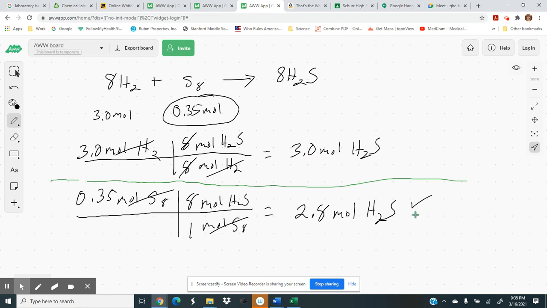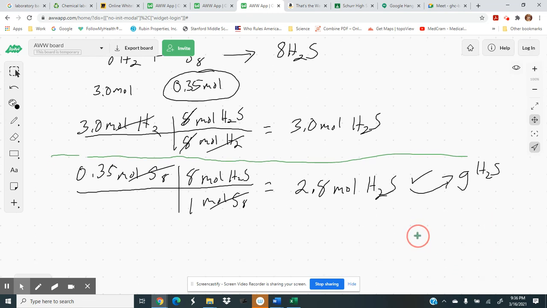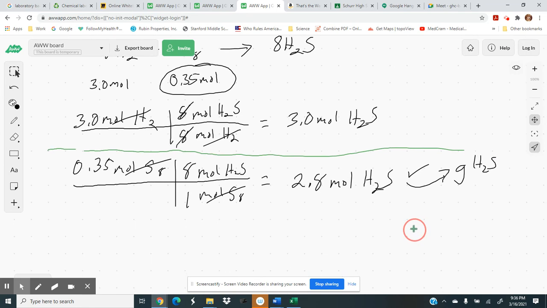By the way, a lot of times the problem will ask you for grams, so all you have to do now is turn that from moles to grams. You figure out the molar mass for H2S and multiply it, and that will give you the grams of H2S. Now, if you want to figure out how many moles of H2 are going to stick around, this one's a little more involved.